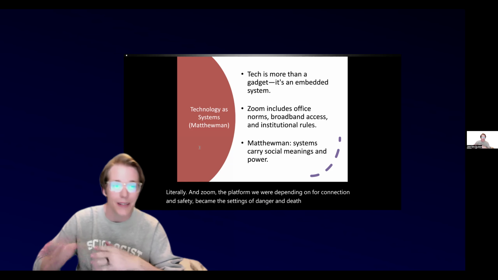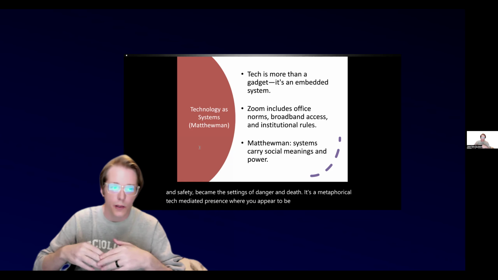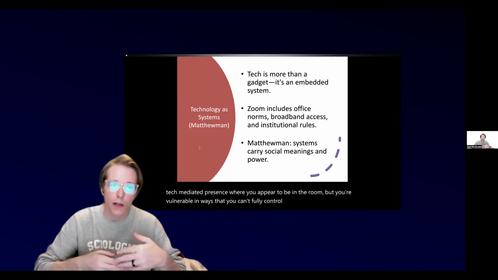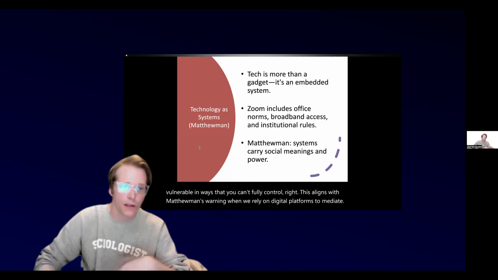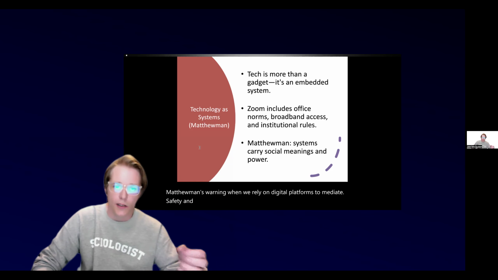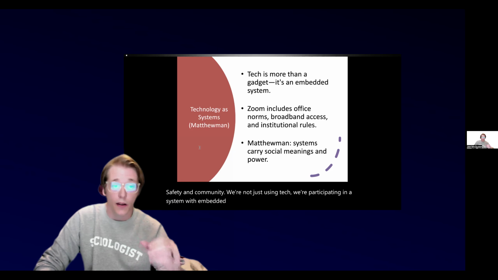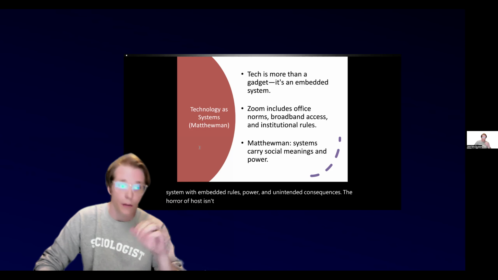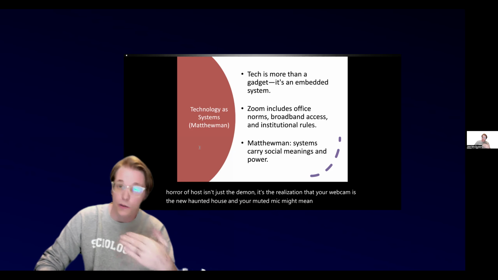It's a metaphor for tech-mediated presence, where you appear to be in the room, but you're vulnerable in ways that you can't fully control, right? This aligns with Matthewman's warning: when we rely on digital platforms to mediate identity, safety, and community, we're not just using tech, we're participating in a system with embedded rules, power, and unintended consequences. The horror of The Host isn't just the demon, it's the realization that your webcam is the new haunted house, and your muted mic might mean no one hears you scream.